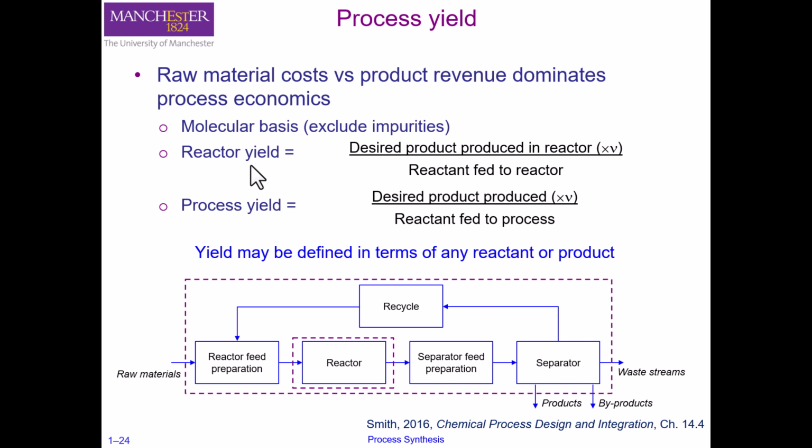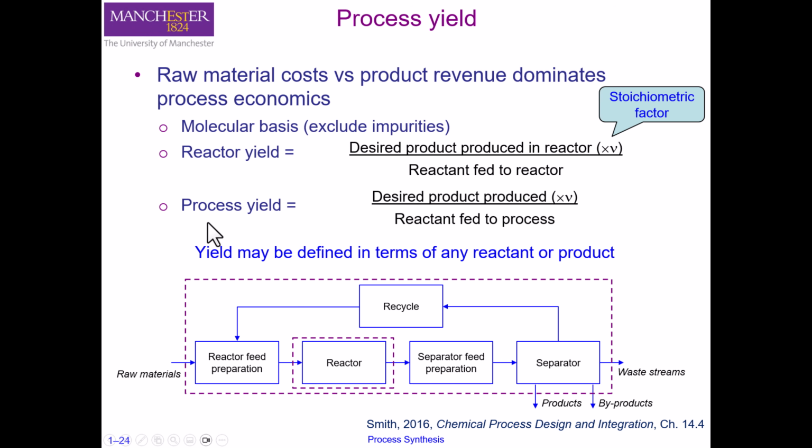For example, reactor yield looks at how much product is produced within this reactor. So that looks at the desired product produced in the reactor times the stoichiometric factor that comes from the chemical equation, divided by the reactant fed to the reactor. Okay, so that is just for one pass of this reactor.